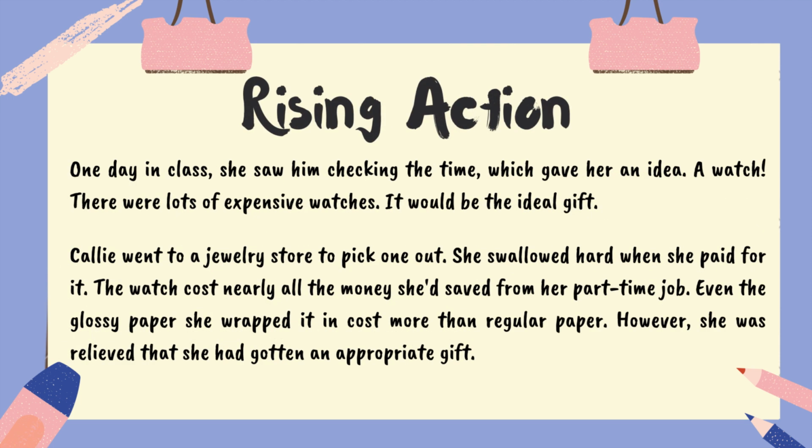If you take a look at the second paragraph, it is the beginning of the conflict. It is when Kelly saw Michael checking the time, and it gave Kelly an idea to give him a watch. Also, in the third paragraph, Kelly started to have a part-time job to give Michael an appropriate gift. The conflict is developed here, and it is called rising action.